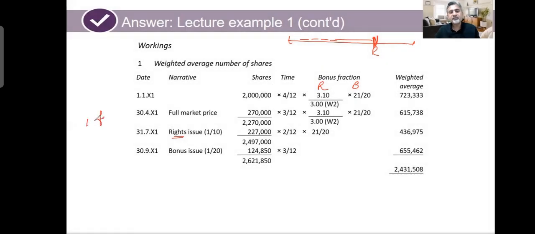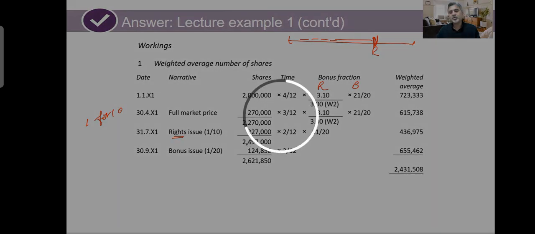Because you said 1 for 10. So this is the number of shares. This was 2270, and 227 added gives 2497. So the total number of shares are 2497.